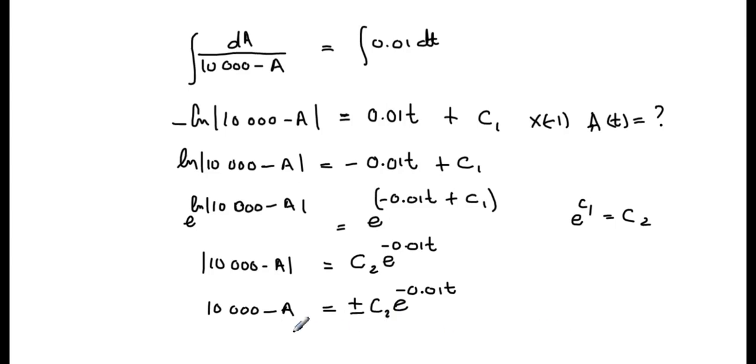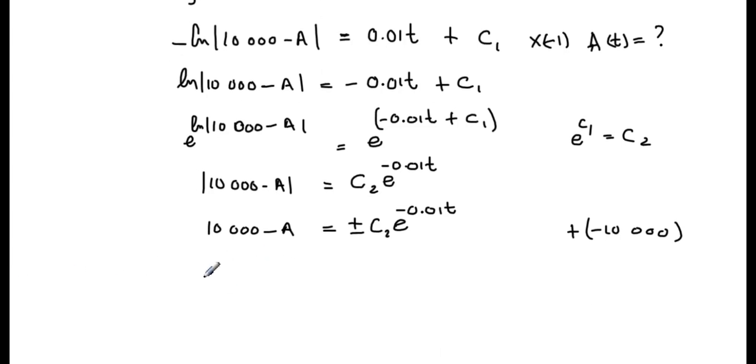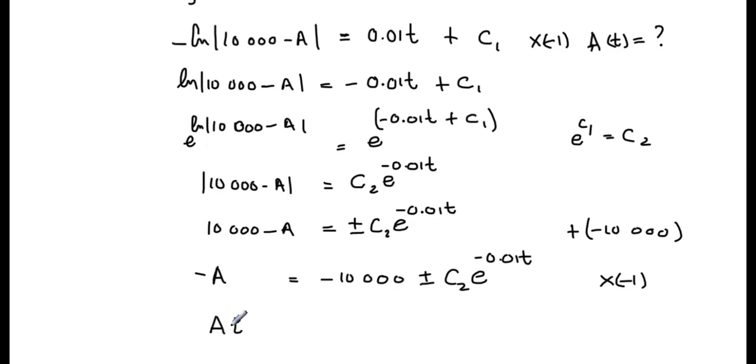So the next thing, our target is to leave A as the subject of the formula. What we're going to do here is add minus 10,000 on both sides, which is going to give us minus A on the left hand side equals minus 10,000 plus or minus c2 e to the power minus 0.01 t. And then I think our last step to get A is to multiply by minus 1 on both sides, which would give us A, which you can immediately express as a function of t.